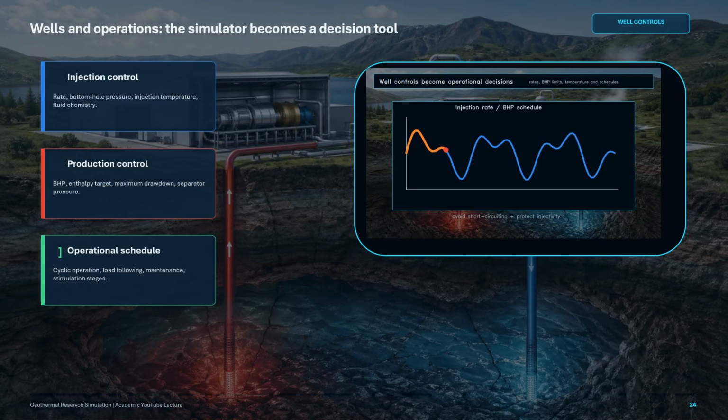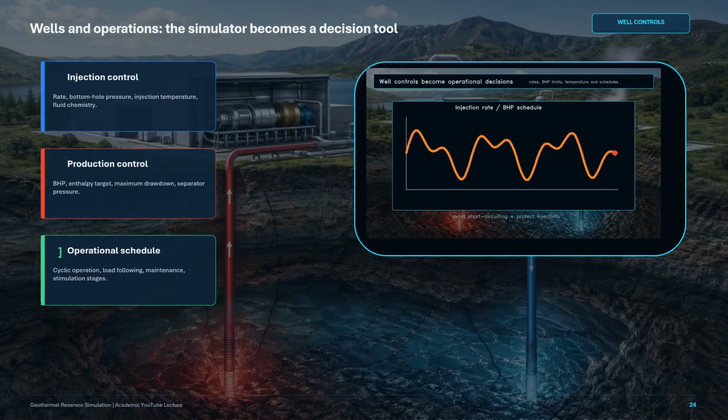When wells are added, the simulator becomes a decision tool. Injection wells can be controlled by rate, bottom hole pressure, injection temperature, or fluid chemistry. Production wells can be controlled by bottom hole pressure, enthalpy target, maximum drawdown, or separator pressure. These controls determine the operating strategy.